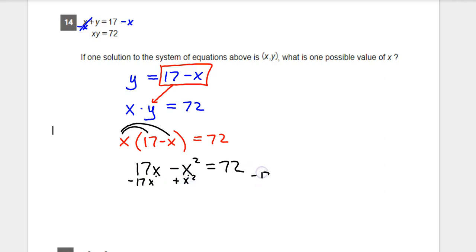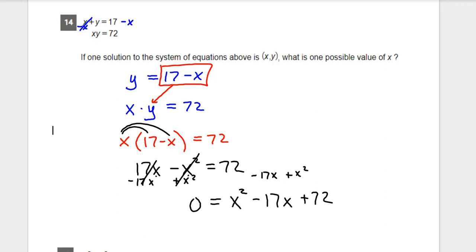So I have to do it to the other side. Take away 17x, add x squared. And now I'm going to have 0, because all this cancels. And I'm going to rewrite it because I want it in descending order. I'm going to put the x squared first, the minus 17x second, and the positive 72 third.